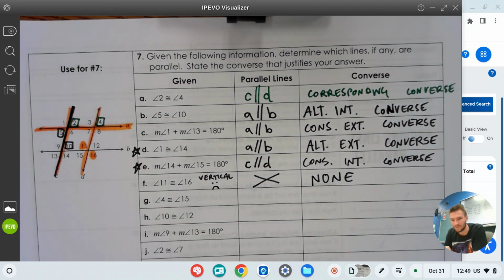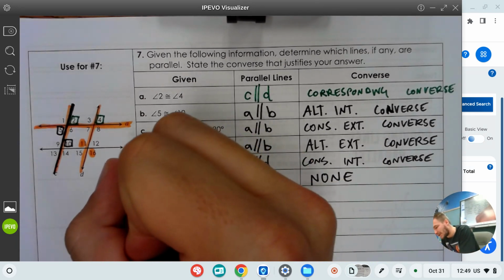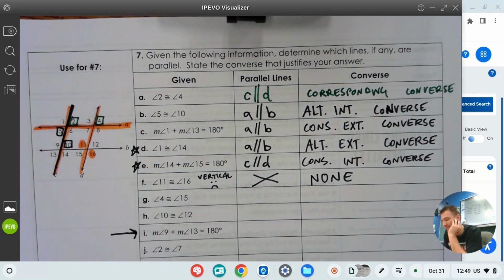Vertical angles, they don't work. Okay? We don't like them. We don't like the way they're set up. Let's see one more. I'm going to go down to I, then we're going to end the notes.